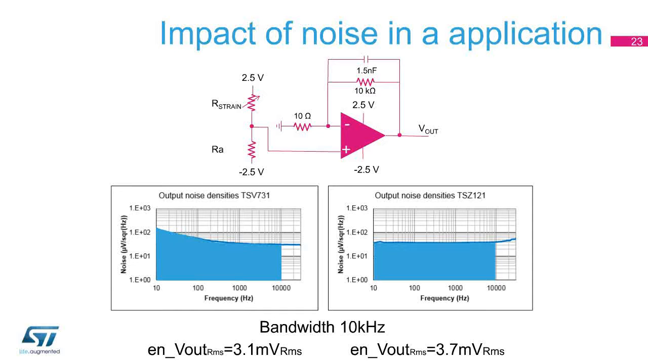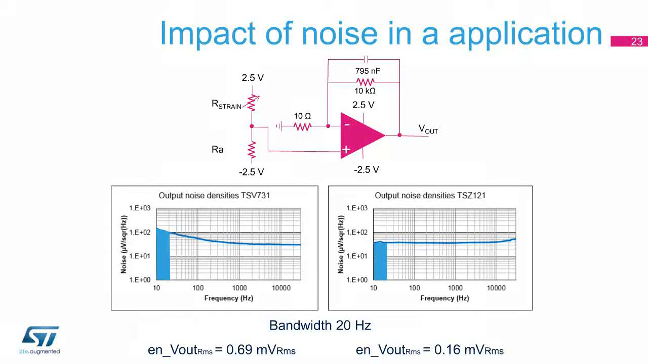The strain gauge is a DC application, so it is important to limit the bandwidth of the application in order to reduce the noise amplitude. Here, the bandwidth is limited to 20 Hz, thanks to the 795 nanofarad capacitor, which was added in the feedback. In this case, we can see a big difference between the two devices. Effectively, the TSV731 shows a 1/F noise that the TSV121 doesn't have due to its chopper architecture. With the TSV121, the noise impact on the output is reduced by 4.